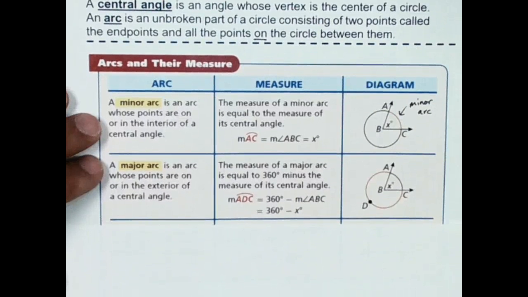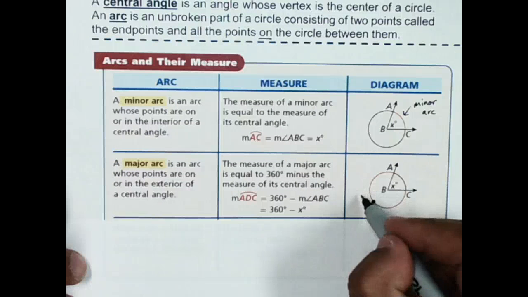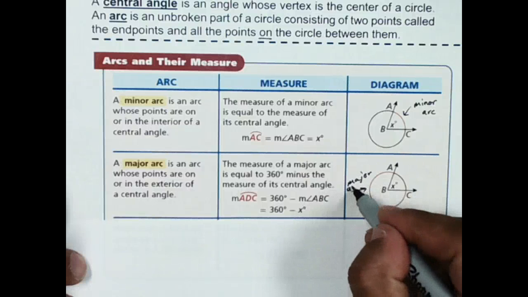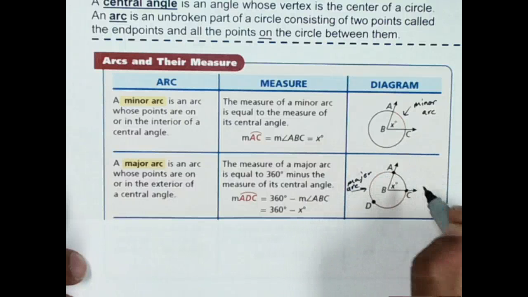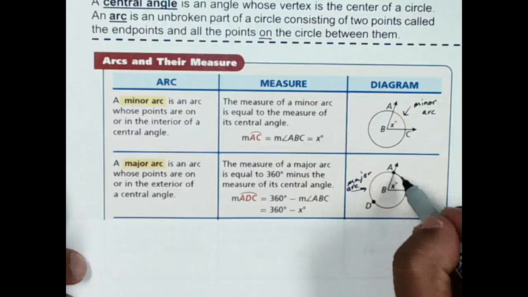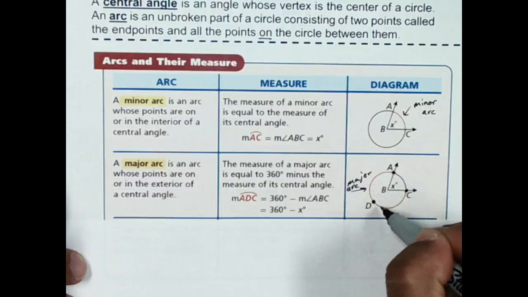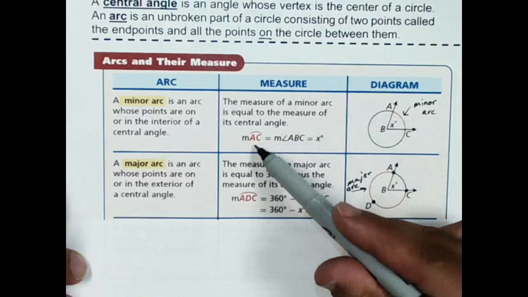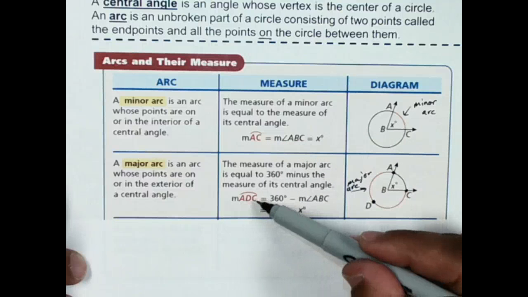Major arc, that's this bigger piece over here going this way. So this would be my major arc. Since they have the same endpoints, A and C, to make them different, we insert this third point. So this would actually be called arc ADC. If it's a minor arc, it's going to just be denoted with 2 points. If it's a major arc, it's going to have 3 points.